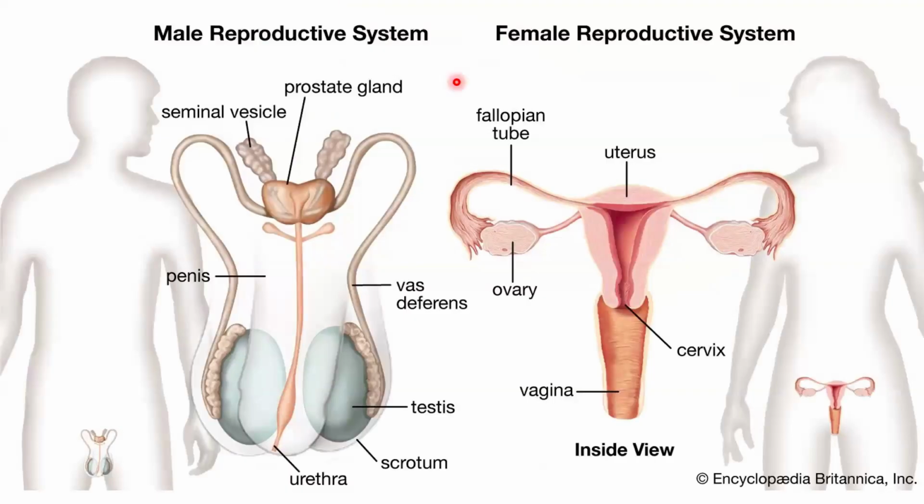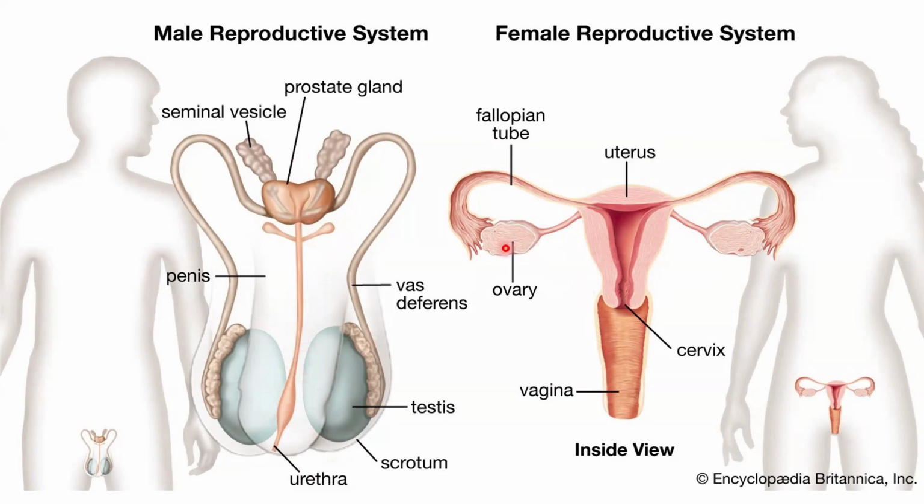In terms of the male and female reproductive parts, you need to appreciate the parts of the male reproductive system. We start with the testes here. The testes produce sperms, then the epididymis here stores the sperms, then the vas deferens. From the vas deferens, you can appreciate here you have the seminal vesicles. From the seminal vesicles, you can appreciate the prostate gland. Then you have the urethra here.